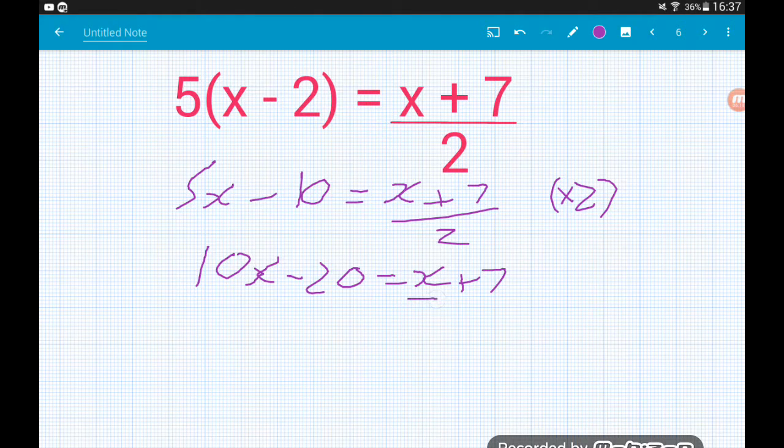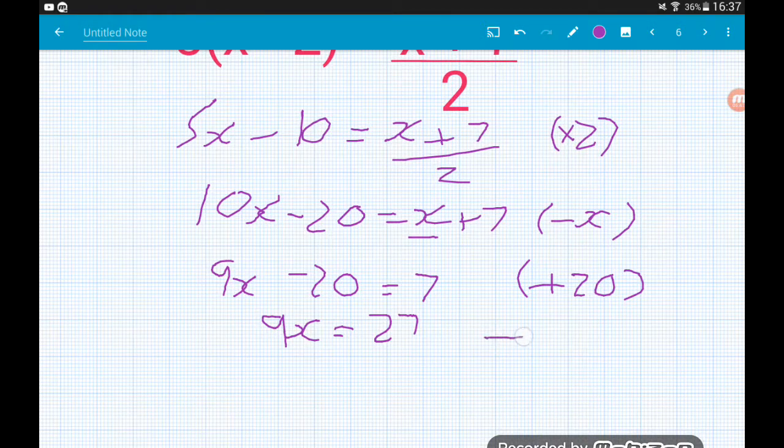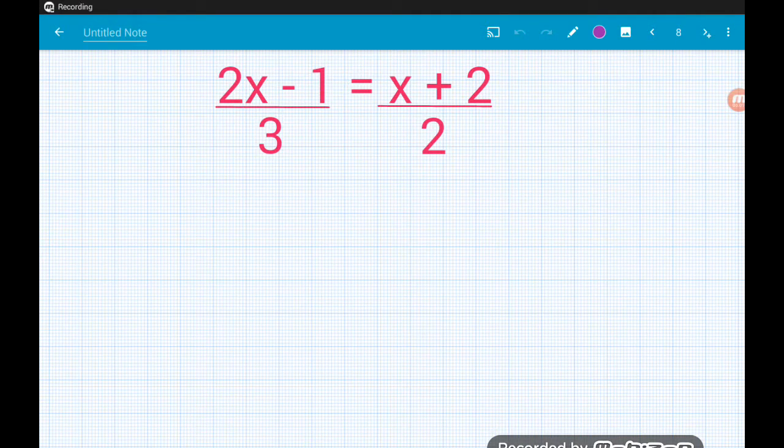Okay, so now we can get the x terms together. Let's take away that x, and that's going to leave us on the left with 9x minus 20 is equal to 7. And then if we add the 20 to both sides, that will leave us with 9x equals 27. And then finally, if we divide by 9, we will get x is equal to 3. Job's a good one.